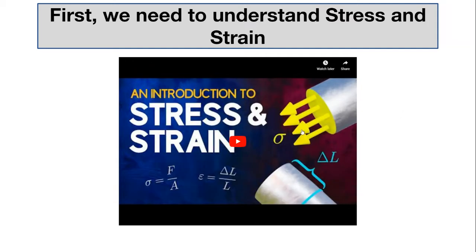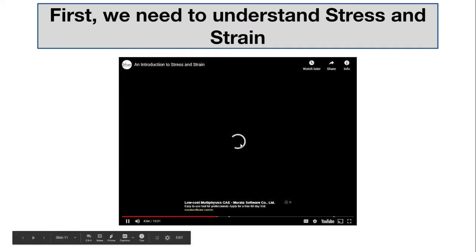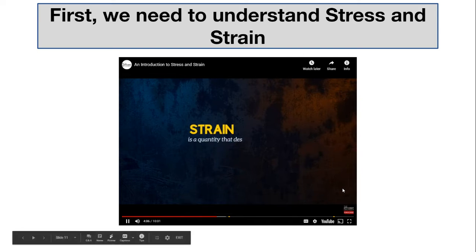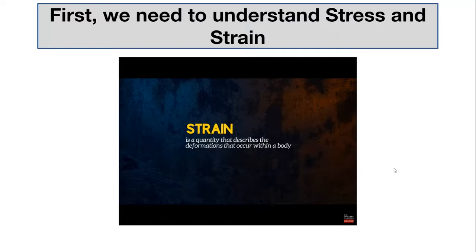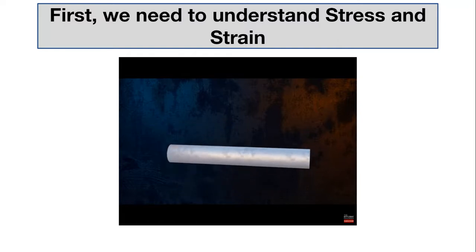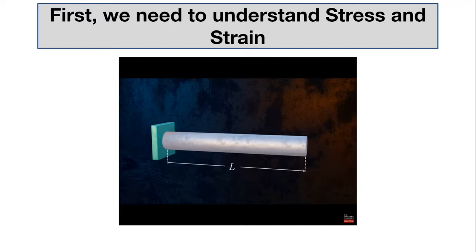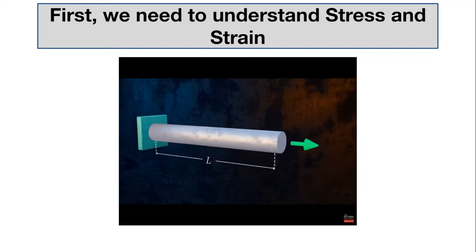The next video is about strain, which we started by accident last time, which coexists with stress. Strain is a quantity that describes the deformations that occur within a body. If we fix our bar at one end and apply a force to the other end, the force will cause the bar to deform. The normal strain within our bar associated with this deformation can be calculated as the change in length of the bar, delta L, divided by the original length L.